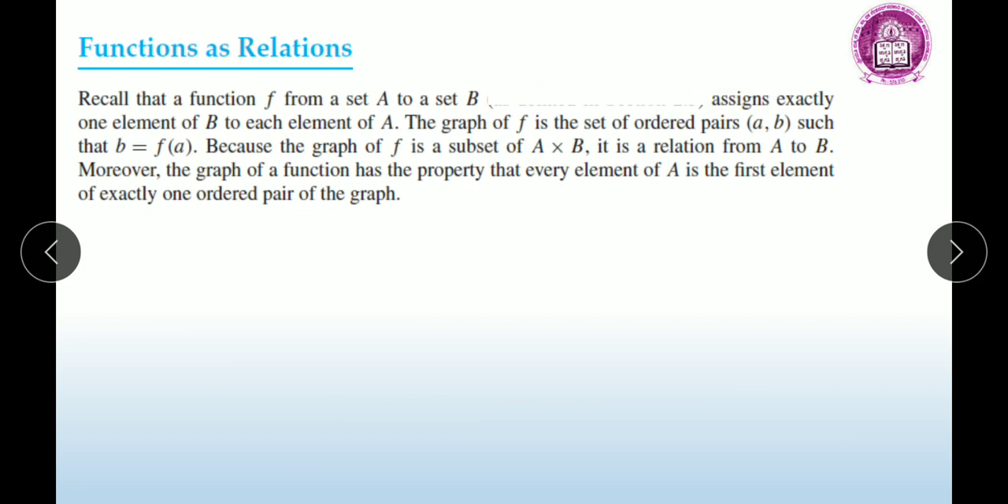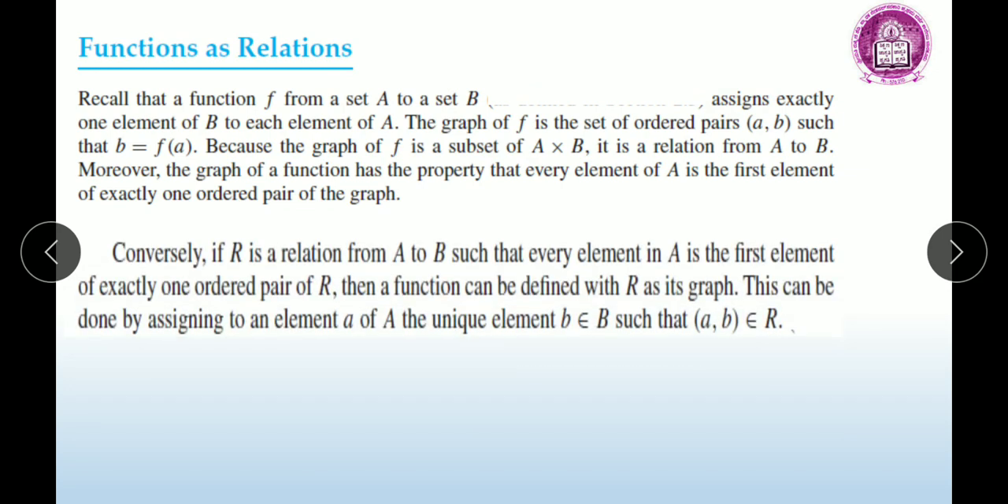of exactly one ordered pair of the graph. Conversely, if R is a relation from A to B such that every element in A is the first element of exactly one ordered pair of R, then a function can be defined with R as its graph. This can be done by assigning to an element a of A the unique element b belonging to B such that the ordered pair (a, b) belongs to R.